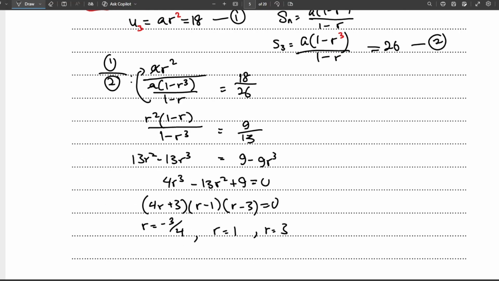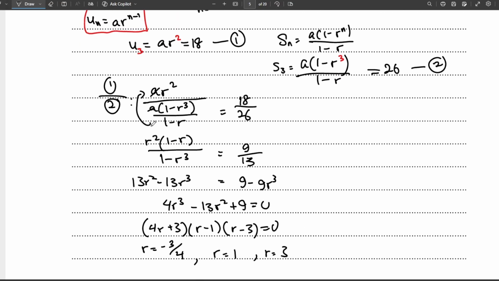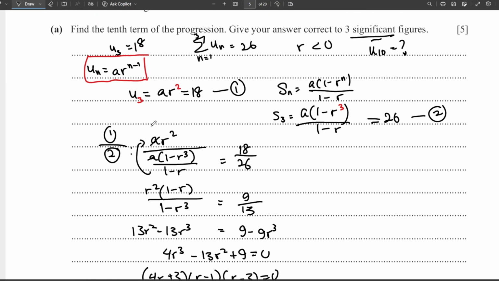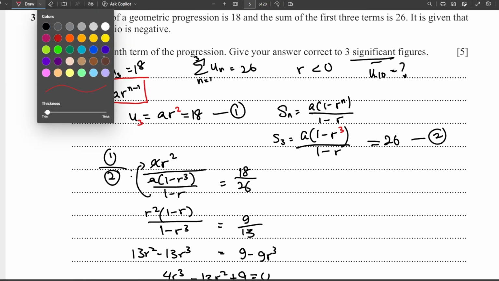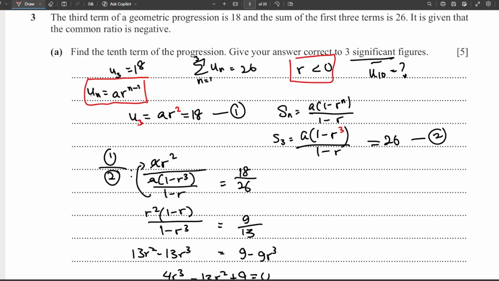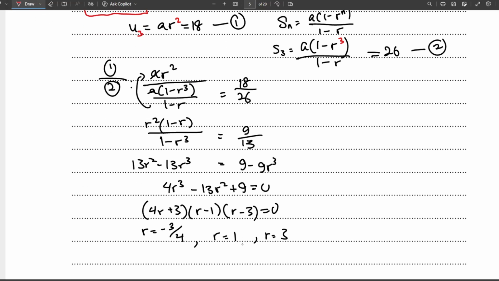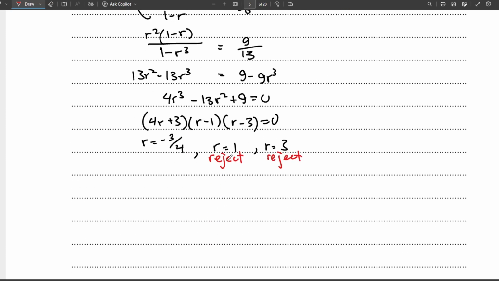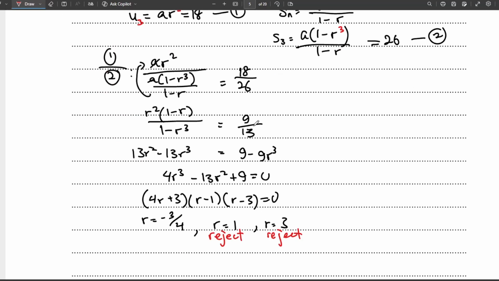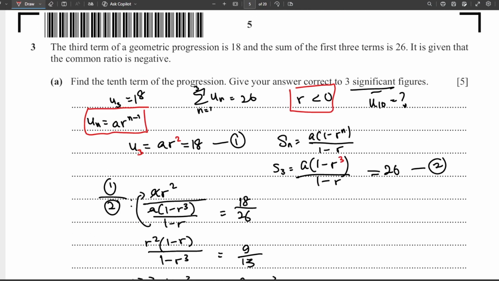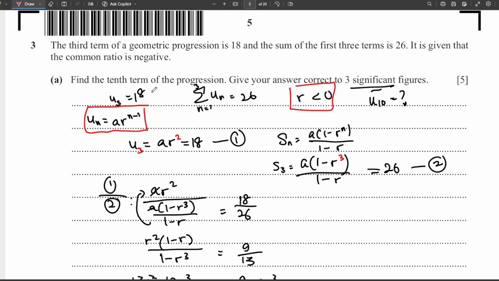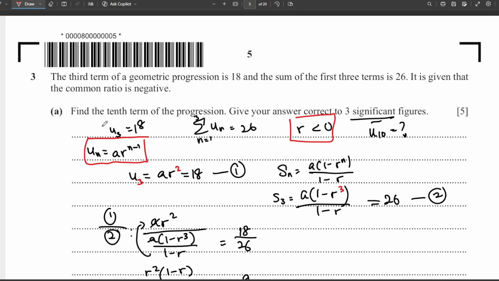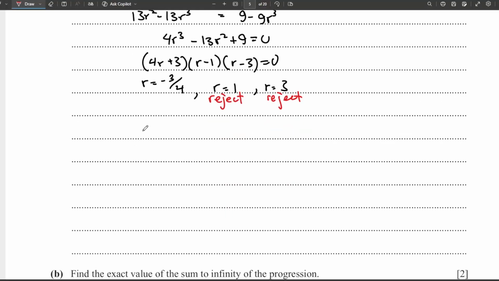So after factorizing, you should be able to get three values for r, three possible answers for r. But as you can recall, the question already specified that r must be less than 0, r must be negative. So these two, r equals 1 and 3, they are positive. So we have to reject them. So our only answer is this one, r is negative 3 quarters. And logically speaking also, since it's a geometric series, if the common ratio is 1, it's not really a progression, it will just be the same term over and over again, because anything multiplied by 1 will just be the same.